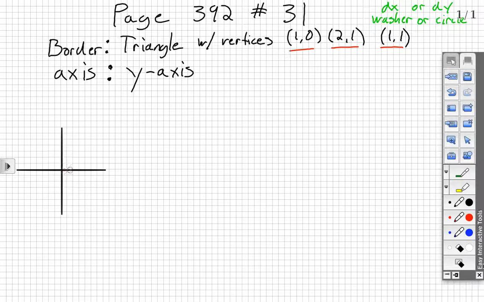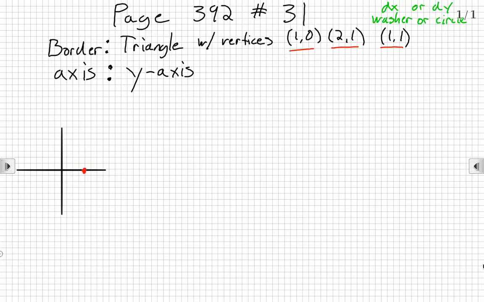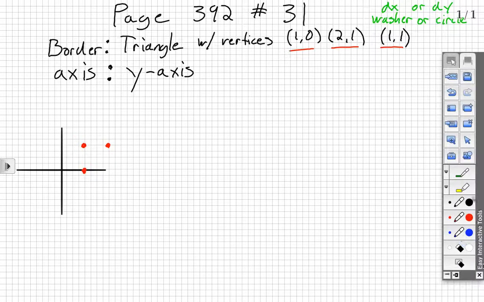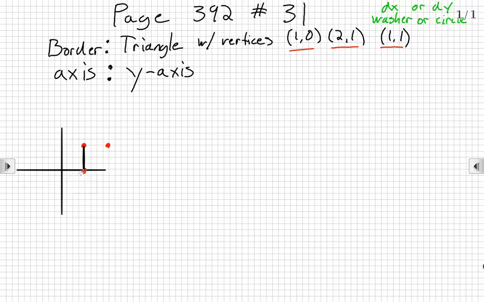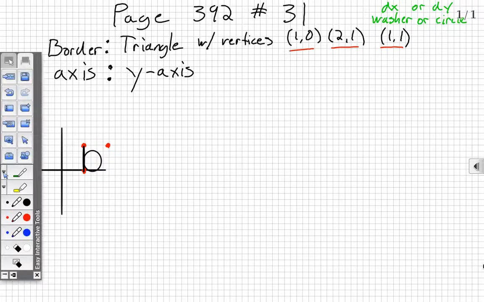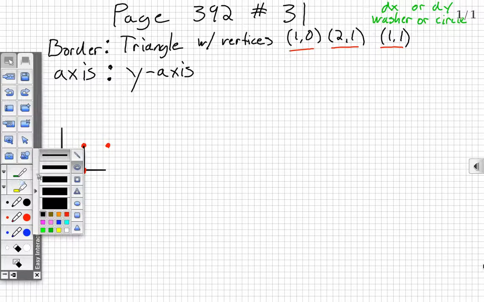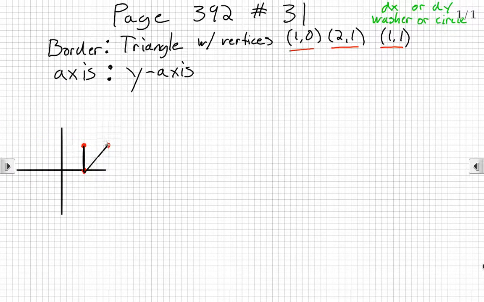The scale is a little bit larger, but we're going to define this to be 1, 0. We're going to define this point right here to be 2, 1. And then 1, 1 is going to be right here. If our triangle uses those points, we can just think of our triangle as belonging to 3 different lines.